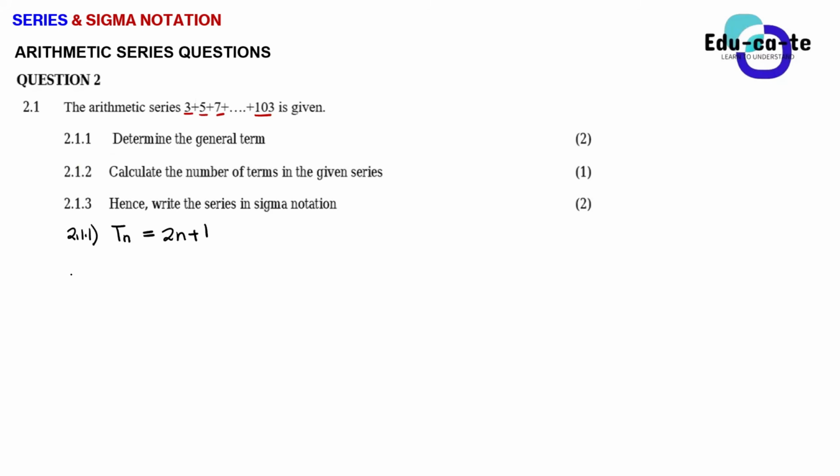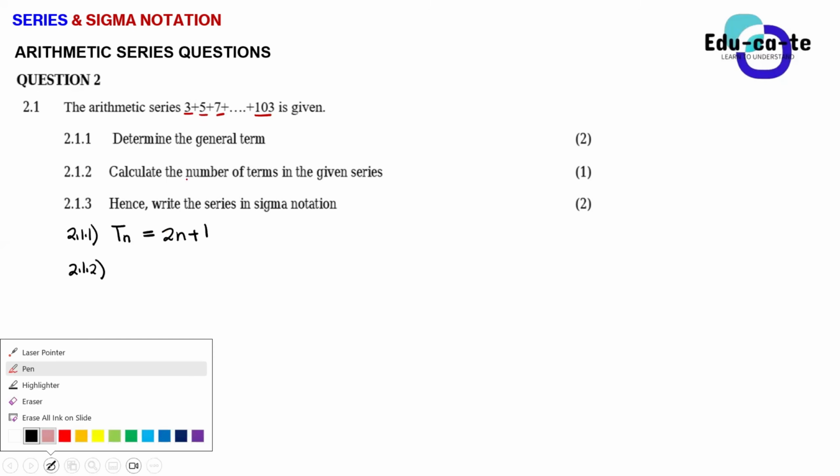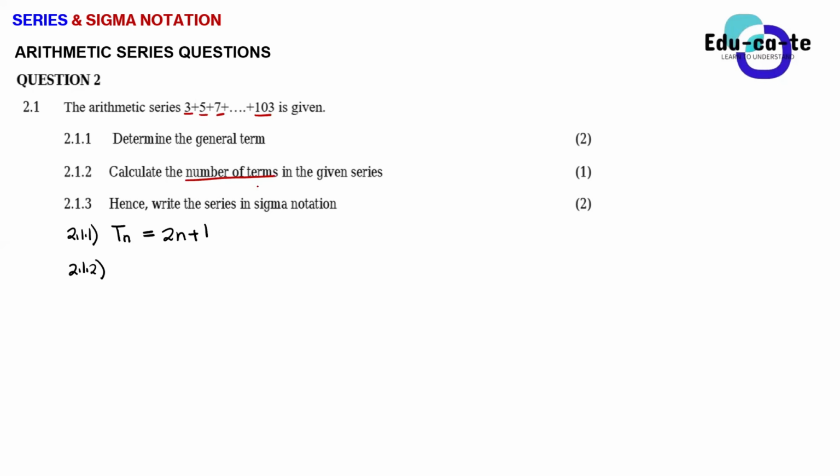Now the follow-up question says calculate the number of terms in the given series. Remember, you now know how to calculate the number of terms. You are trying to look for the position of the last term, which in this case is 103. So you find the position of 103, or the value of n when the Tn is 103.